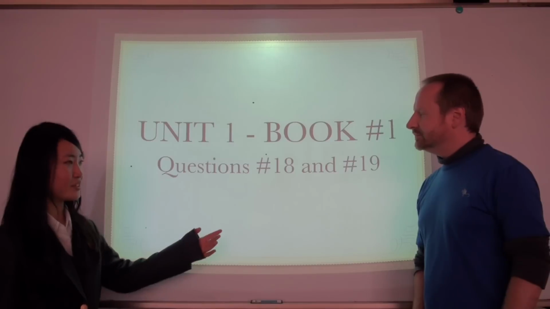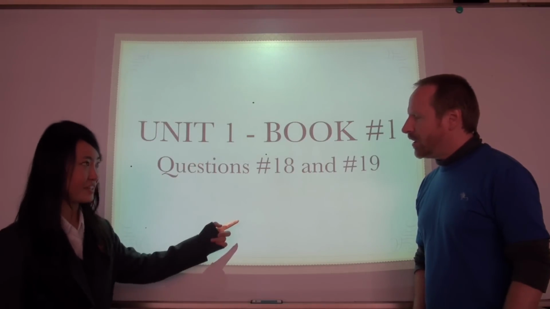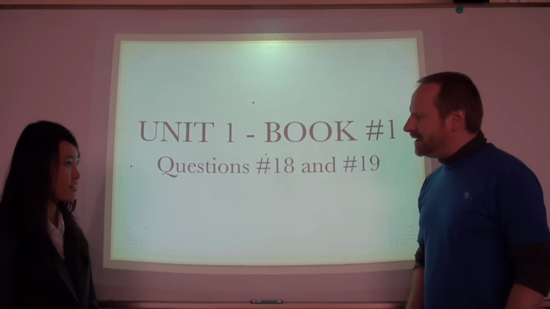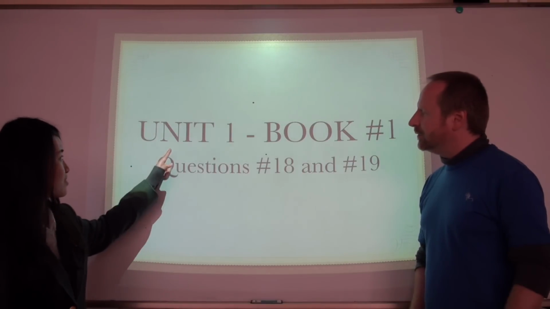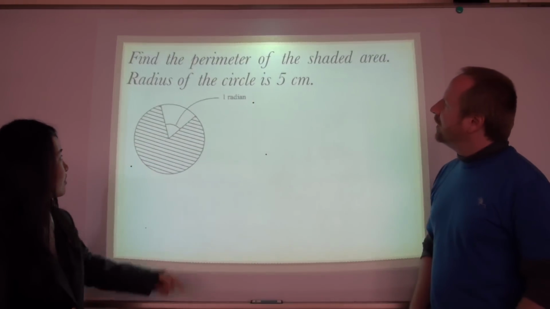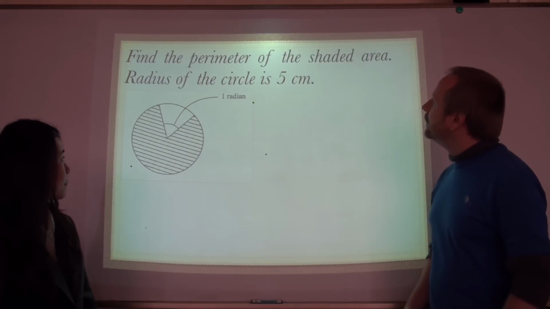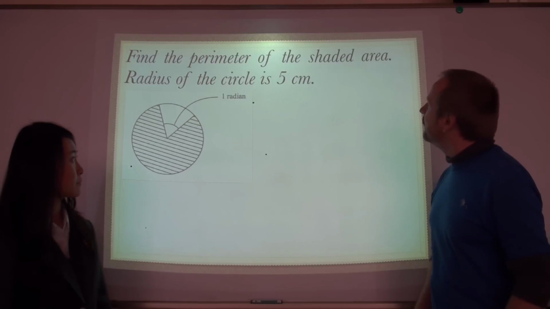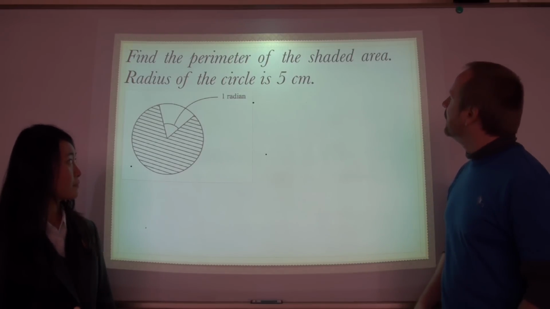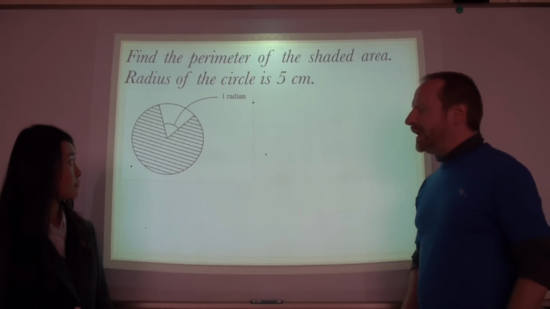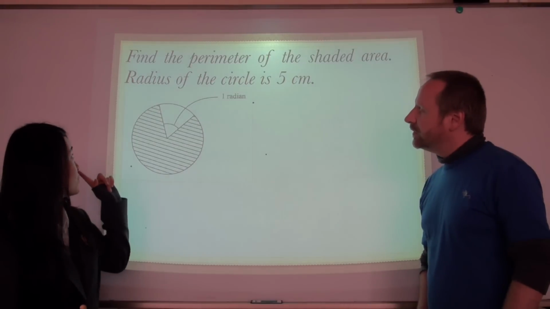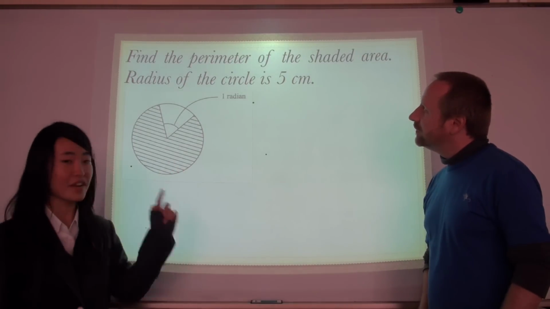Mr. Gunick, I really don't get question number 18. Which question is number 18? It's this question. Okay, so we have to find the perimeter of the shaded area, all right? And what information are we given? It's 5 centimeters of radius.